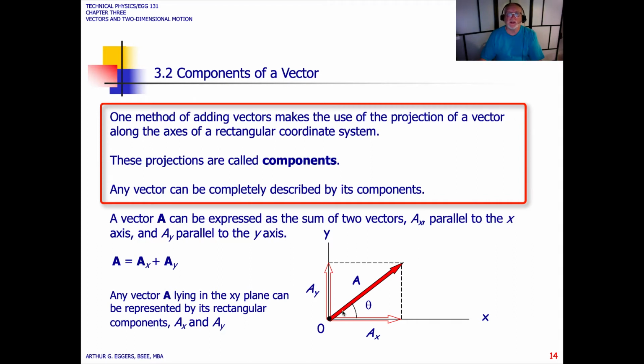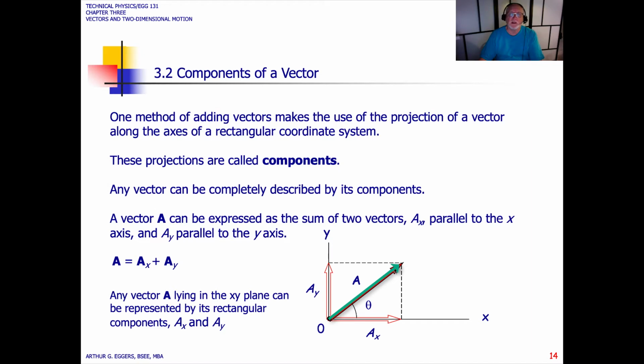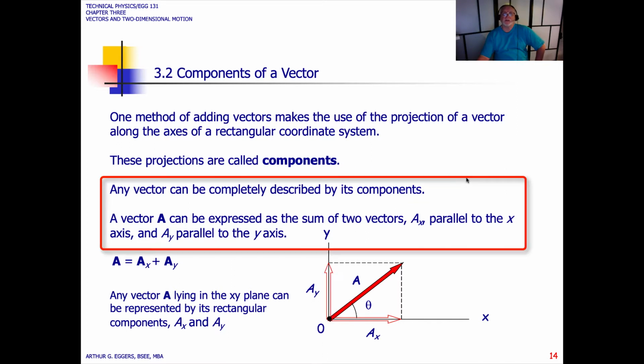Okay, so we can see that here. In essence, we've got a vector here. It could be a resultant vector that's going off at something along the lines of 45 degrees, and it has some magnitude. But you can see if we trace down this dotted line onto the x line, we've got one component that we call a sub x, and if we trace across here, we have another component we call a sub y. These projections are called the components of the vector. Any vector can be completely described by its components.